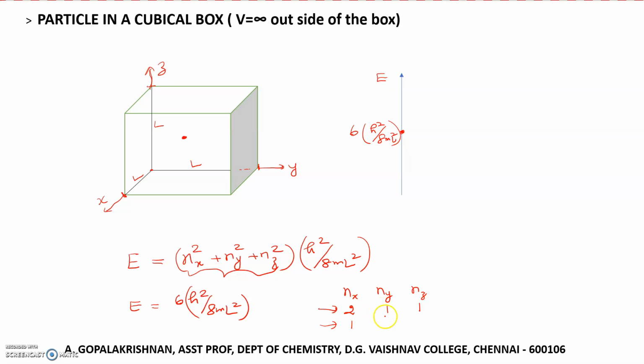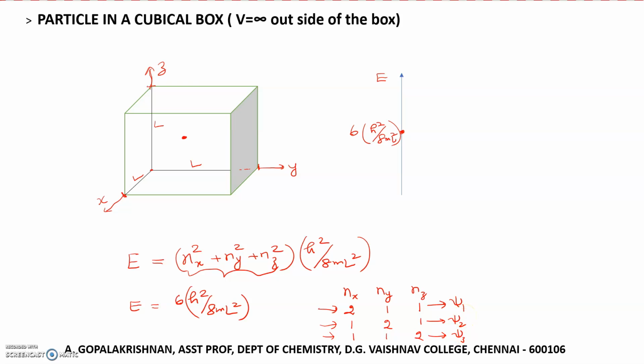nx can take 1, ny 2, nz 1. This is another possible combination. And we have one more combination. What is that? 1, 1, 2. See, this corresponds to one wave function. This corresponds to another wave function, and this set corresponds to another wave function.